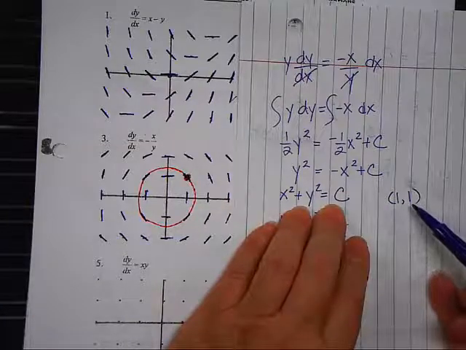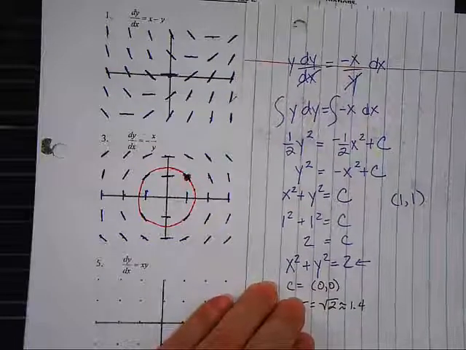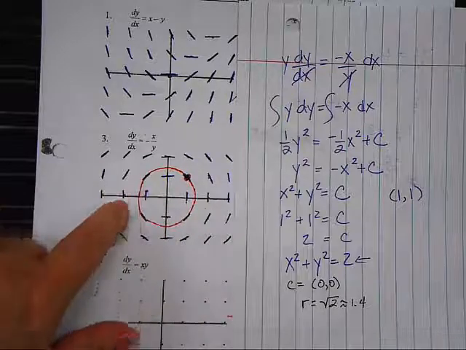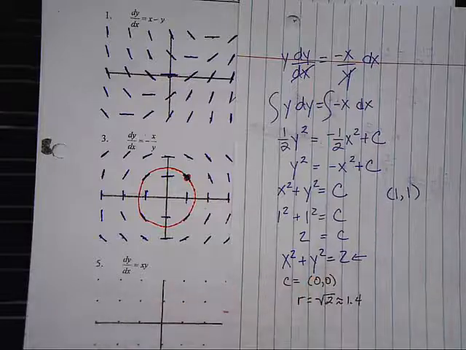Once you get a specific point, you plug it in, and this comes up with the particular solution. On the graph, if you put a dot at that point and you just follow the pattern around, it gives you the graph of this particular solution. Okay? So that's how they're related.